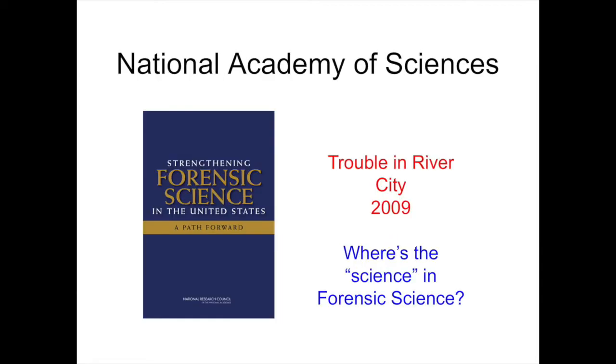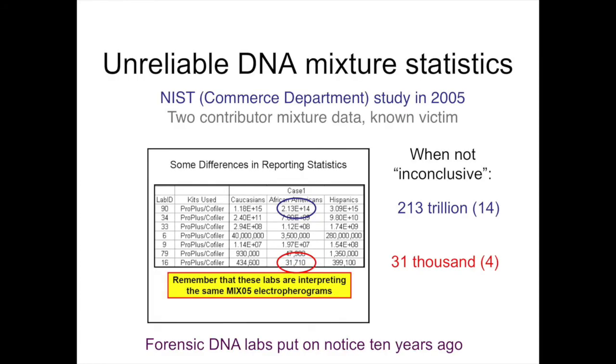That's CPI. There have been questions as to how well forensic science works. In 2009, the National Academy of Sciences issued a report called Strengthening Forensic Science, where they were unhappy with most of forensic science. They didn't say anything bad about DNA, but then they didn't say much about mixtures. All they said was there could be difficulties of interpretation with mixtures. So I'm going to focus now on DNA mixtures, which is the main type of DNA evidence that's found in crime labs, and ask, where is the science in that forensic science?